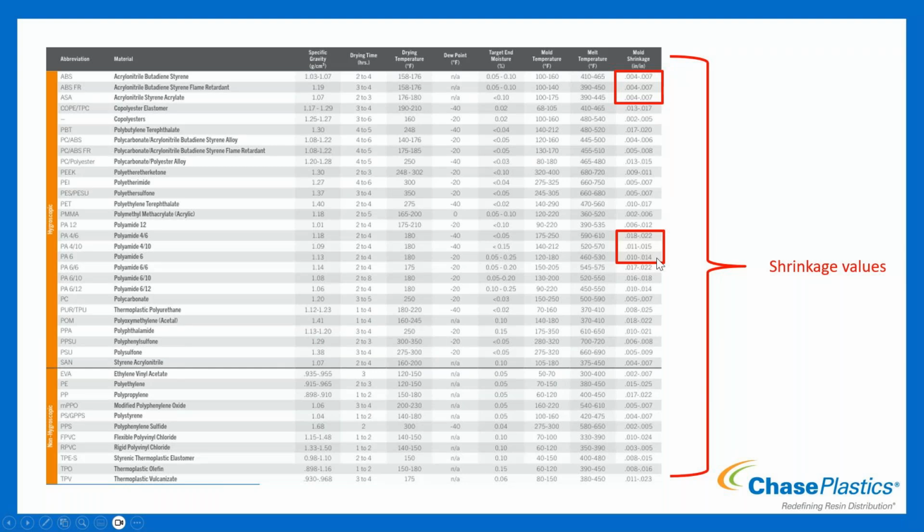So changing between amorphous materials would be a little easier from a shrink perspective, because again, they all tend to fall in that closer range. Your semi-crystalline materials have a larger range, and even within the family of semi-crystalline materials, a larger variance between them. And so all things that we want to make sure we're aware of.